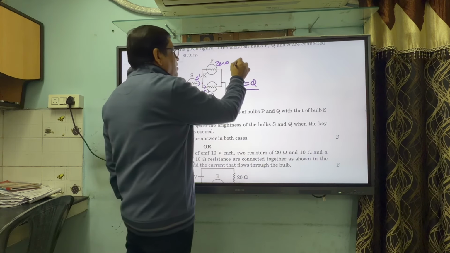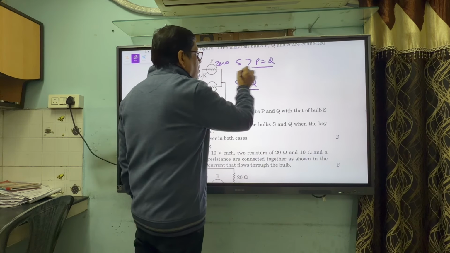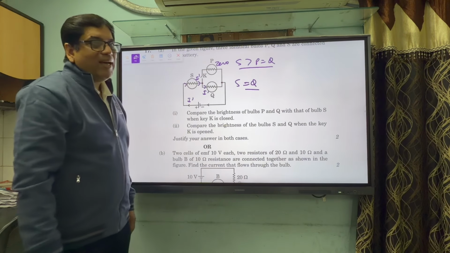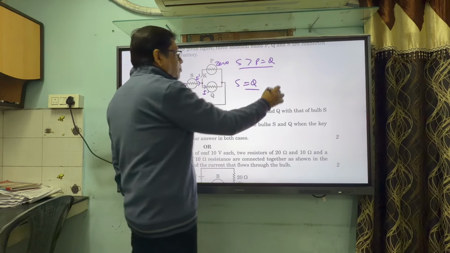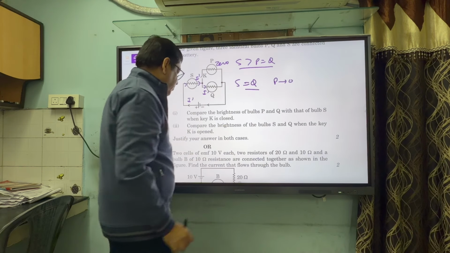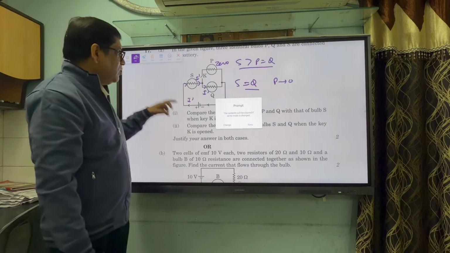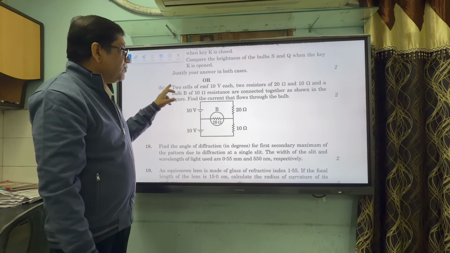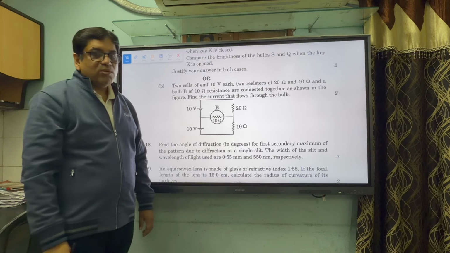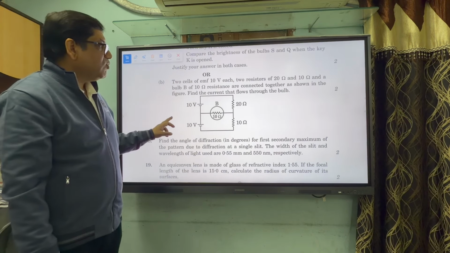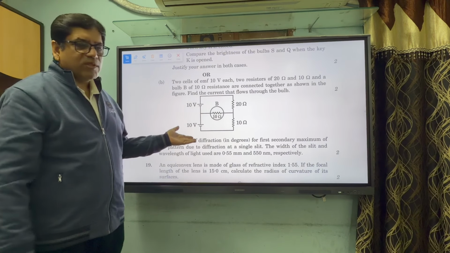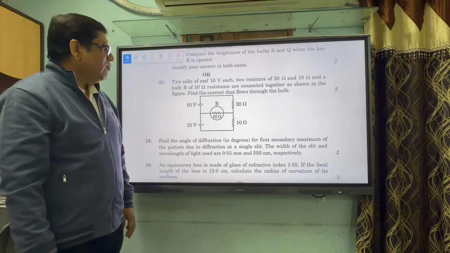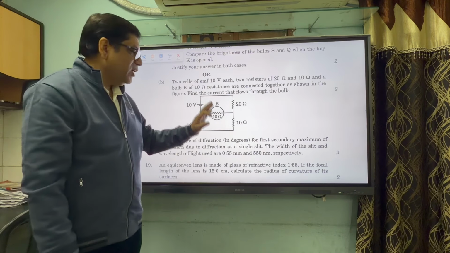So this is the answer. First part answer: S is more, P and Q are equal. Second part answer: S is equal to Q, but the brightness of P is 0. So that is the answer of this question. Now we come to this question. Two cells of EMF 10 volt, two resistances 20 ohm and 10 ohm. The circuit is already shown to you. They have asked how much current is flowing through the bulb P.